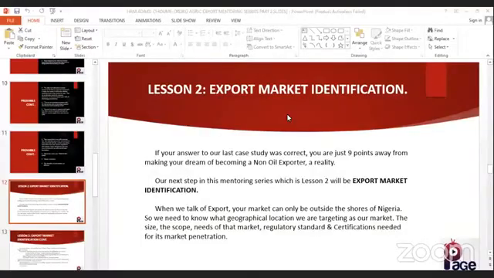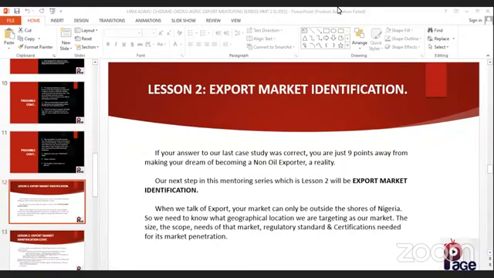Export market identification. When we talk of exports, your market can only be outside the shores of Nigeria. So we need to know what geographical location we are targeting as our market.